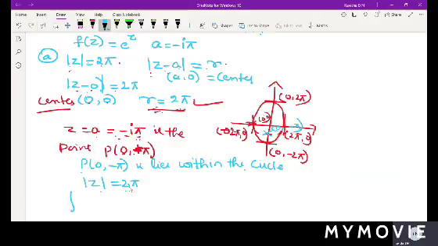Then write the formula, Cauchy's integral formula.